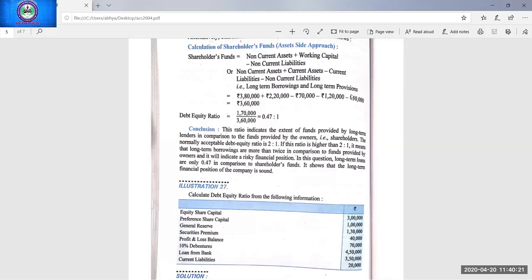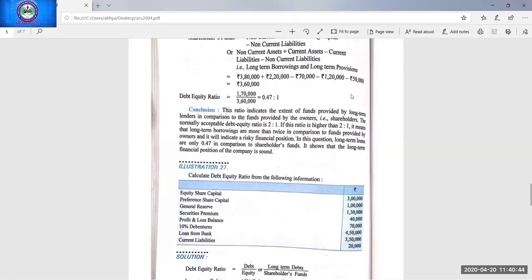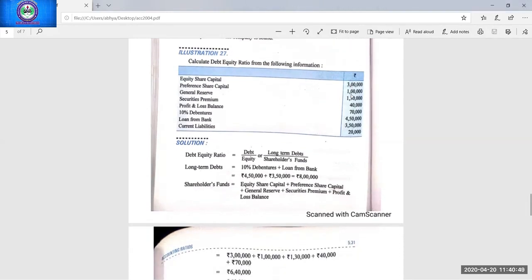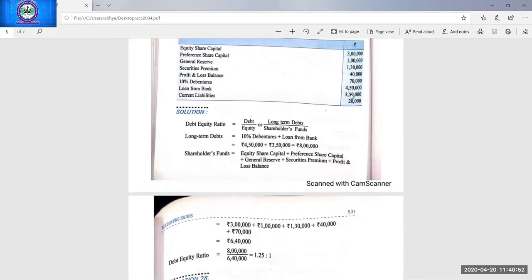Now talk about the equity. First variable of the formula we have found. Equity is shareholder fund plus reserve and surplus. So total 5 items are given for equity. Which 5? Equity share capital, preference share capital, general reserve, SPR, profit and loss. We will be adding all these 5. So this is the answer. Yes, Khushi, you have given me correct answer. Very good. So long-term debts 8 lakh, shareholder funds 640.